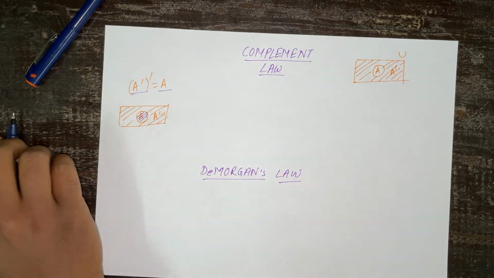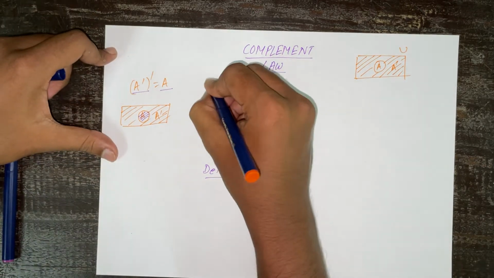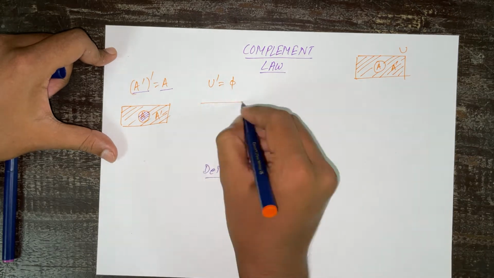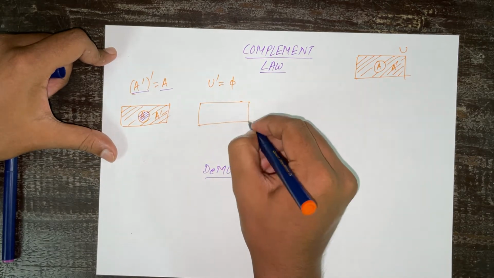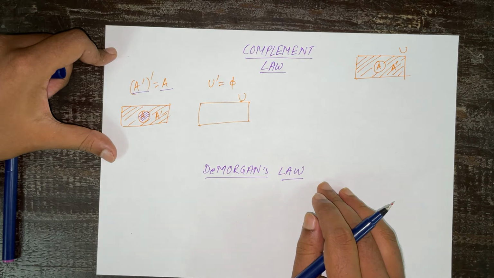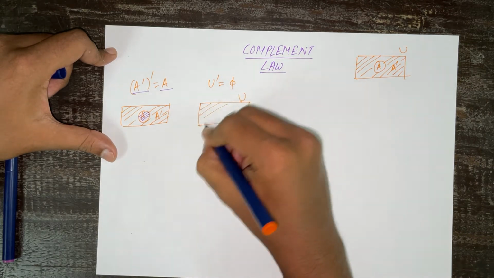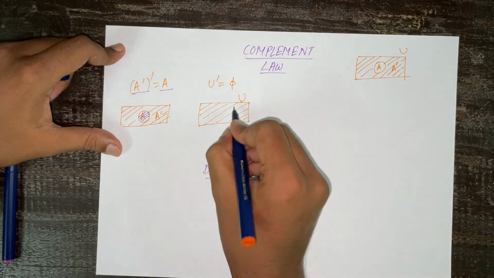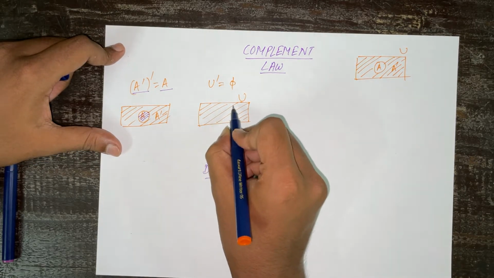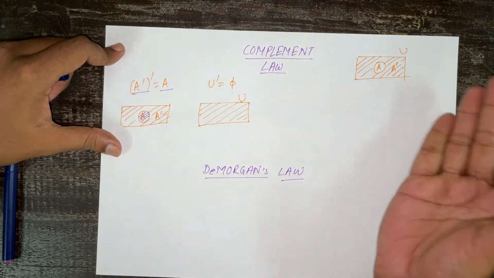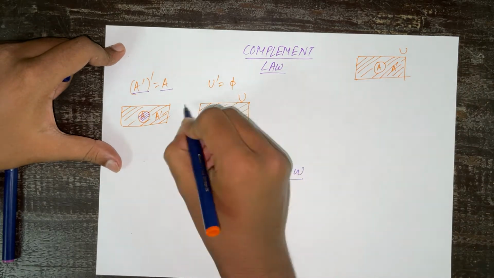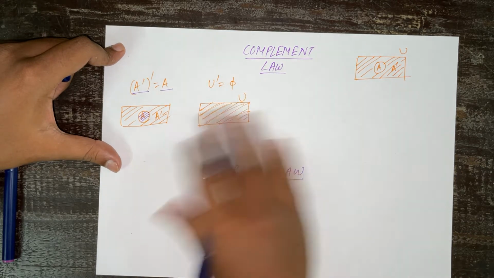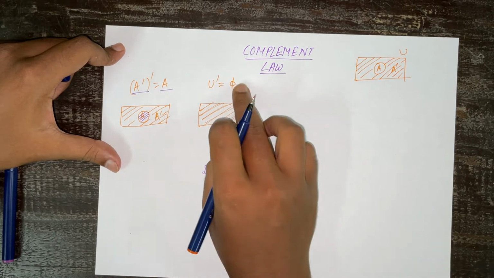Similarly, let's look into another part, that is U complement. The complement of the universal set is given as phi. How do we understand this? Suppose this is our universal set. The universal set includes this whole region, everything inside this box. So what is the complement? If you don't include this whole region, what is left? Nothing is left, because the universal set is the whole thing, and complement means other than the whole thing. Nothing means phi. That's why U complement is phi.